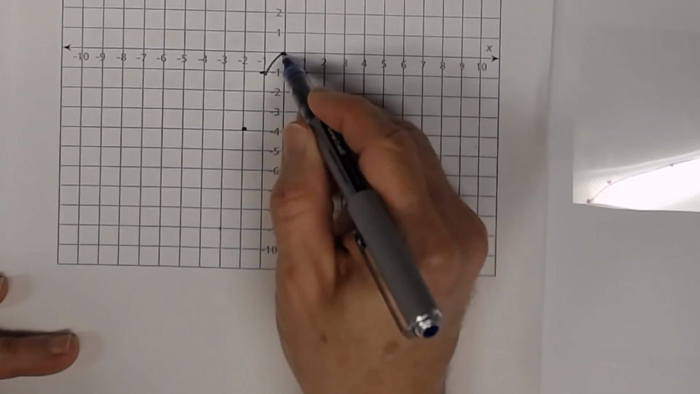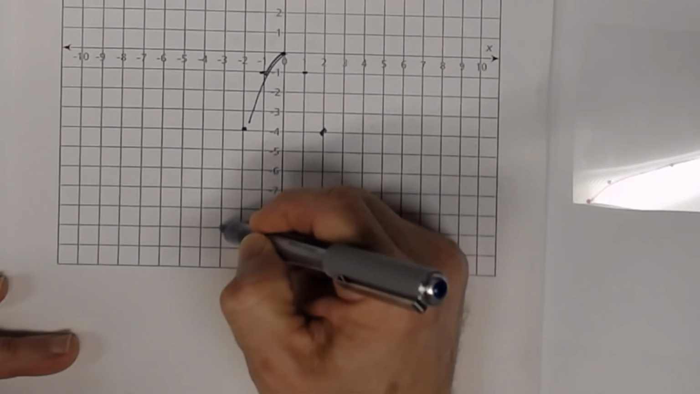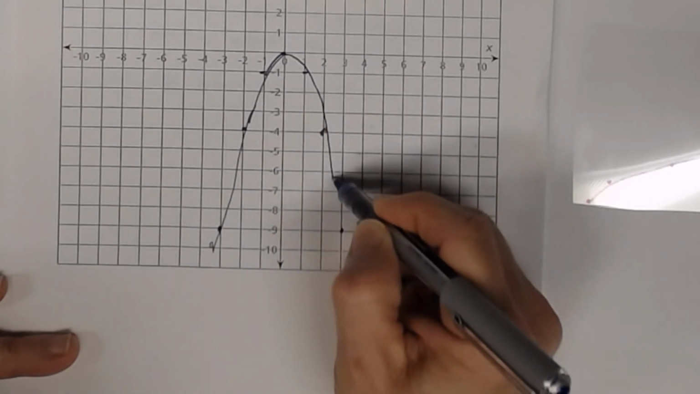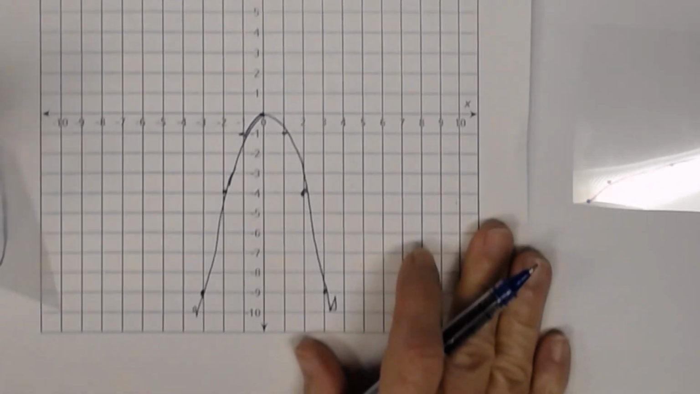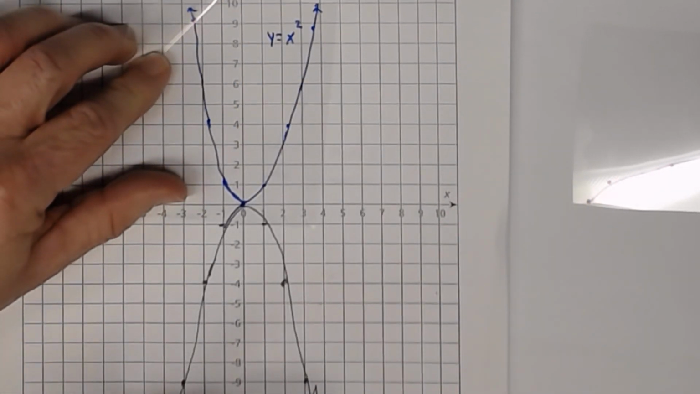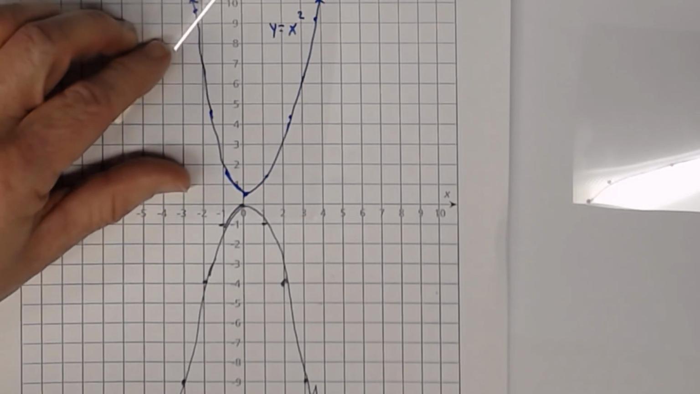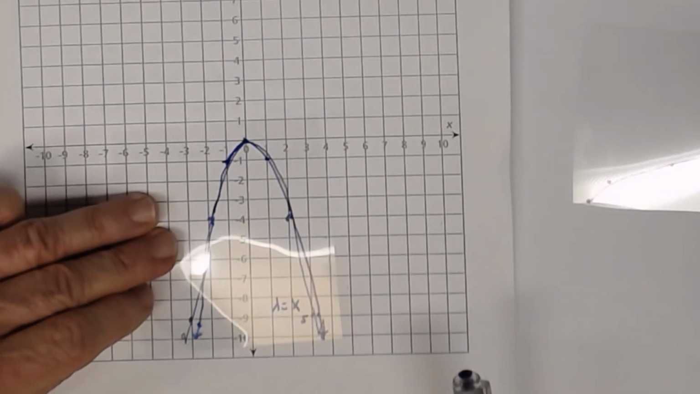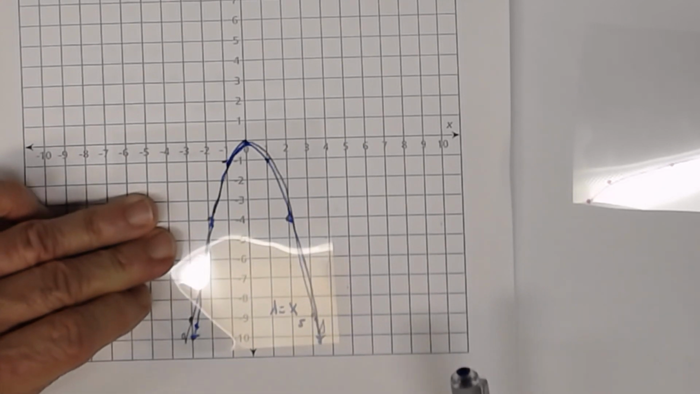So when you do this one, it looks like this. All right, so here is y equals x squared. This right here, when I reflect it about the x-axis, I get this. Okay? Now let's talk about what the function looks like.